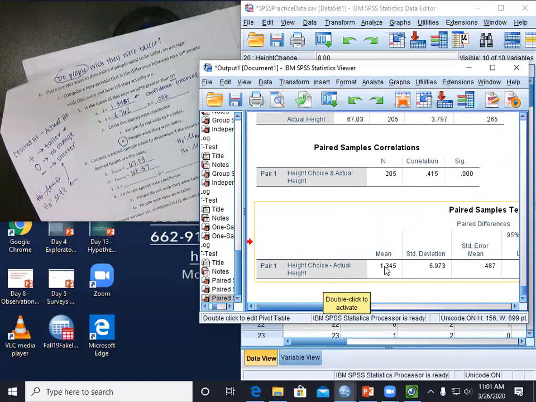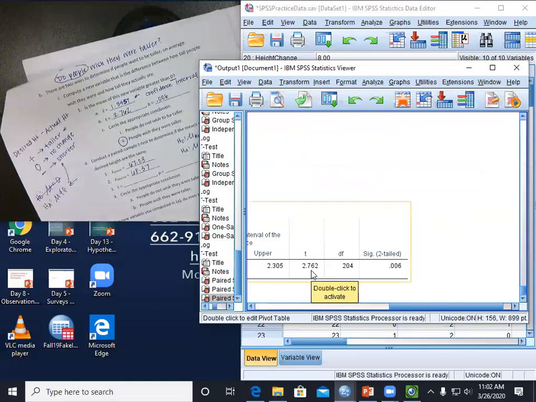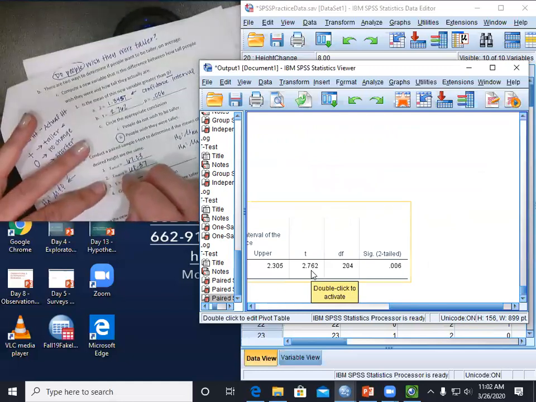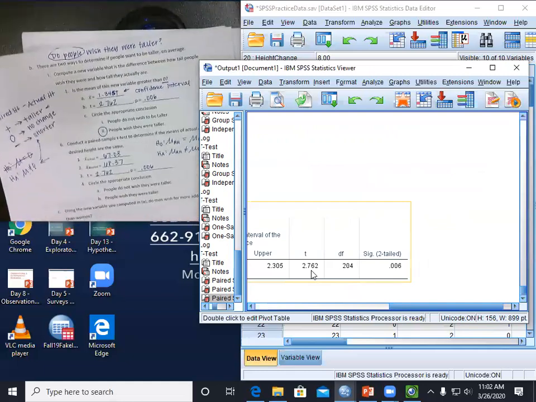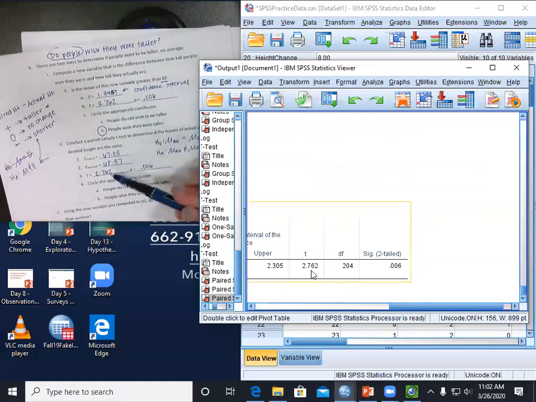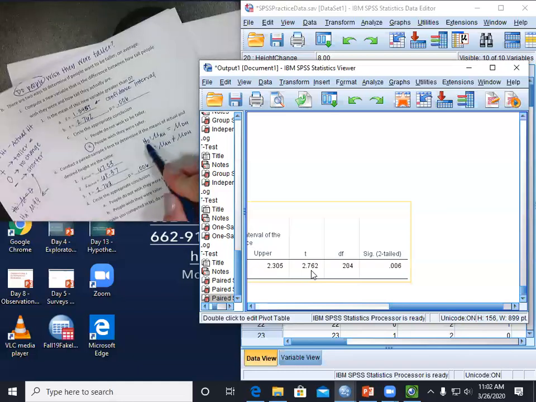This number is the same as the mean of that new variable that we created, where we subtracted height choice minus actual height. We come over to look for our t-statistic, we see what should be a familiar t-statistic, 2.762, and a p-value of 0.006. These t-statistics are exactly the same. These p-values are exactly the same. All right, and because p is less than 0.05, we reject the null hypothesis.